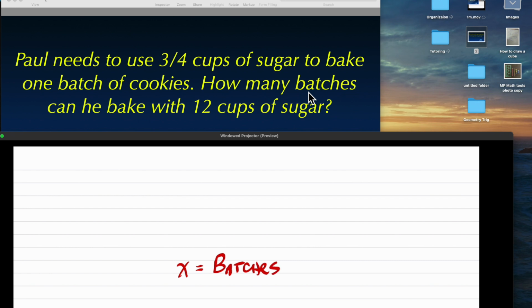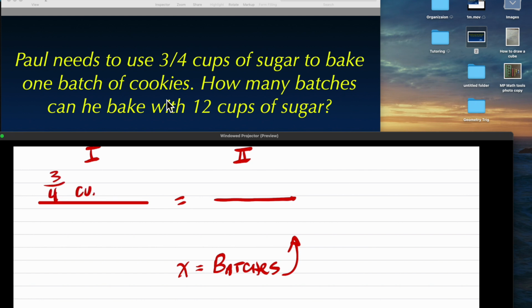We're going to use the information they gave us to create part 1. Then we're going to create a part 2 that's going to contain this x somewhere, we're not sure where, top or bottom yet, and we're going to use this to solve the problem. Okay, here we go. 3/4 cup of sugar for every 1 batch. We know now that x is going to go on the bottom.